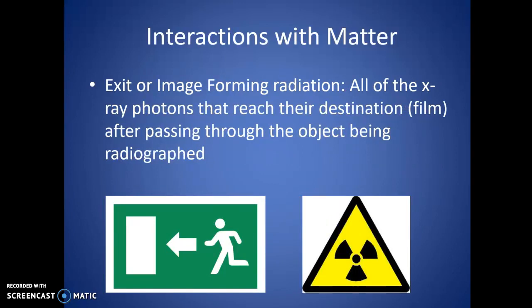Exit or image forming radiation: all the X-ray photons that reach their destination, which is the IR, after passing through the object being radiographed. So that's what passes from the tube, past the patient, and then makes it to the IR, and that can only be your exit or image forming radiation. If it doesn't reach the IR, it's neither one of those.